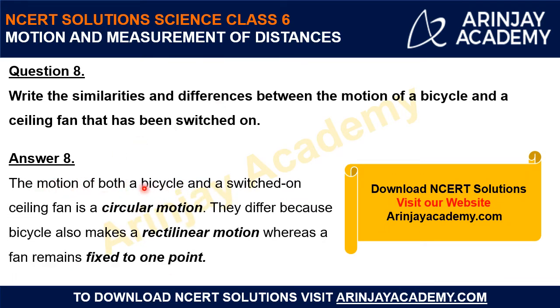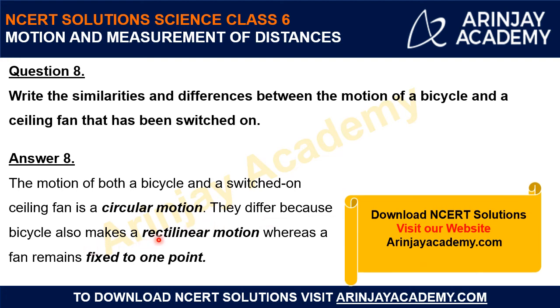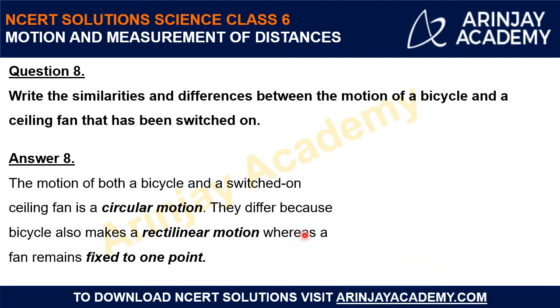The motion of both a bicycle and a switched on ceiling fan is a circular motion. We know that the wheels of a bicycle are also rotating about the center, so they have a circular motion. And we have also seen that a ceiling fan rotates, so a ceiling fan also has circular motion. Now this is the similarity. Now what is the difference? They differ because a bicycle also makes a rectilinear motion, whereas a fan remains fixed to one point.